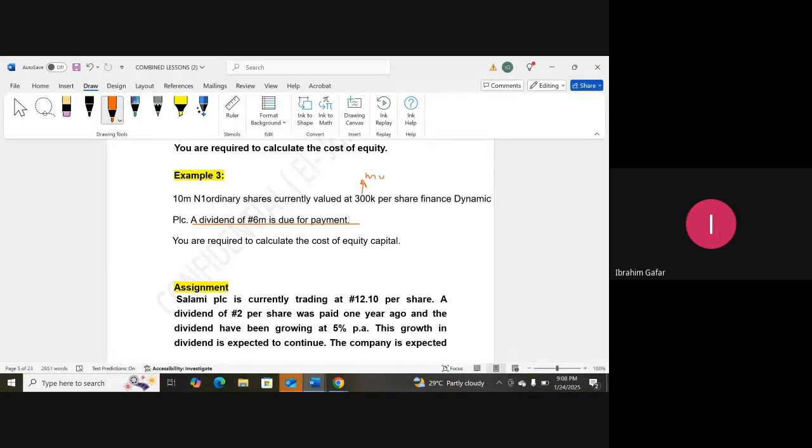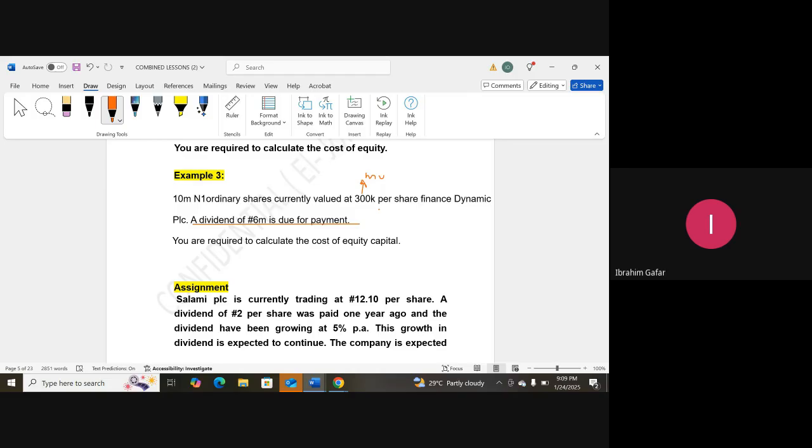Because we are not given a growth rate, and also the information that we are going to use for the growth rate is not given. Sometimes the examiner will not give you the growth rate in the question, but the information that we are going to use for the growth rate will be given to you. Like when I said the examiner can tell you to use Gordon's growth model, Gordon's growth method, or Gordon's growth approach to calculate your growth rate.